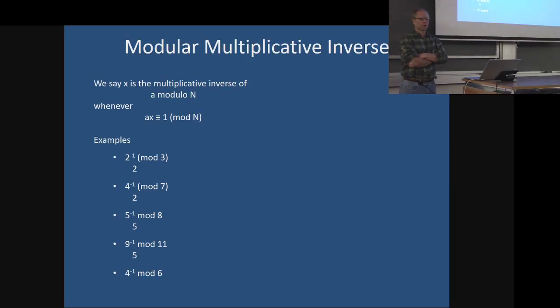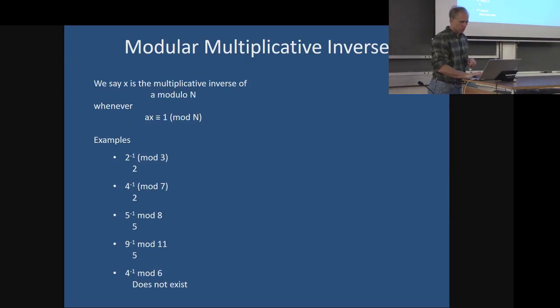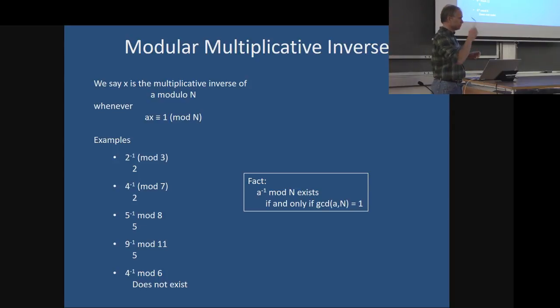Now, if you're working with real numbers, as long as you're not talking about 0, there's always a multiplicative inverse. Okay? And so inverses don't always exist, so there's not one there. And here's how you can tell if an inverse exists. There's an inverse of A mod n as long as the GCD of A and n is 1. So the problem here is the GCD of 4 and 6 is not 1.